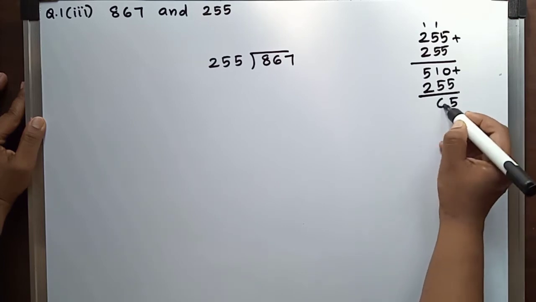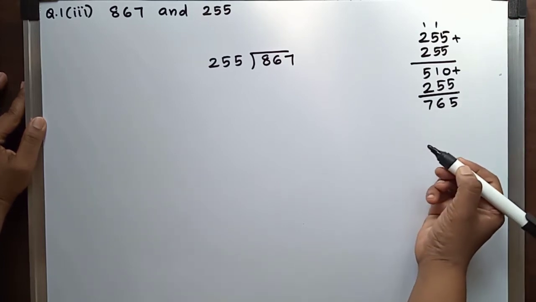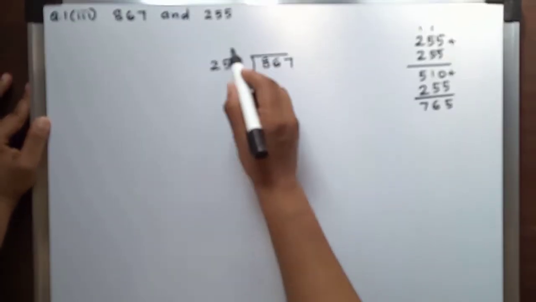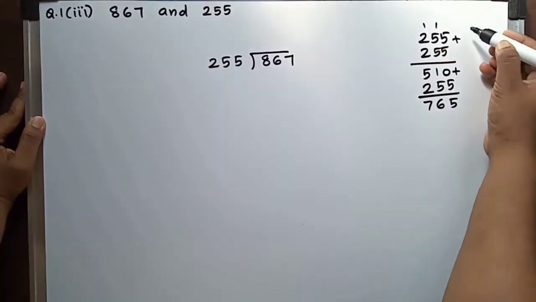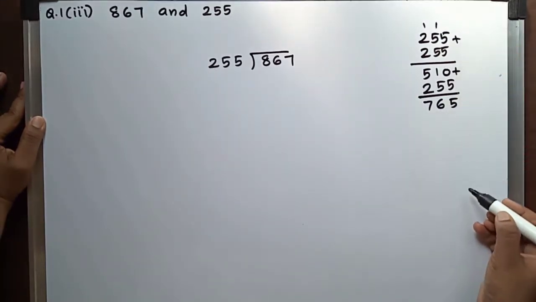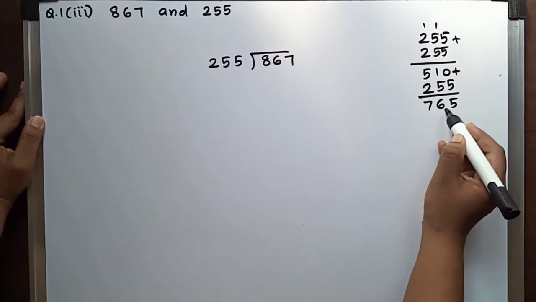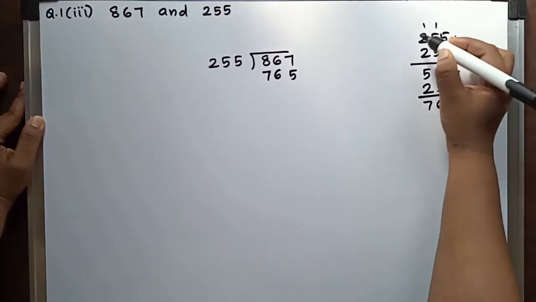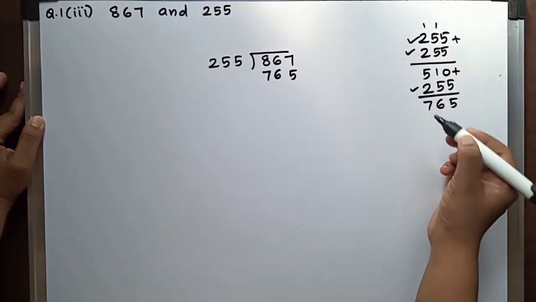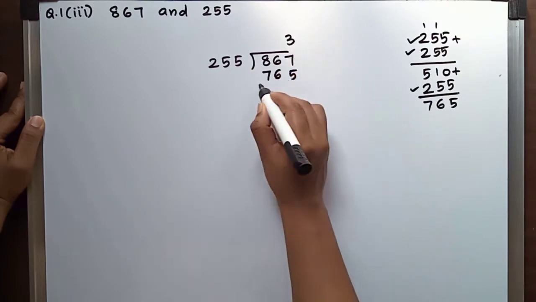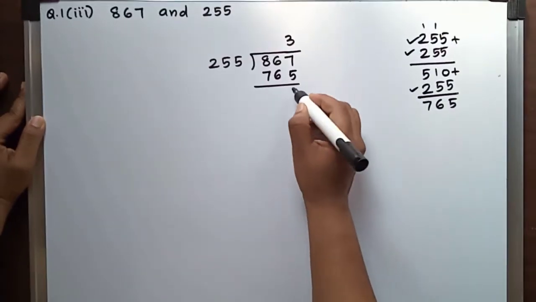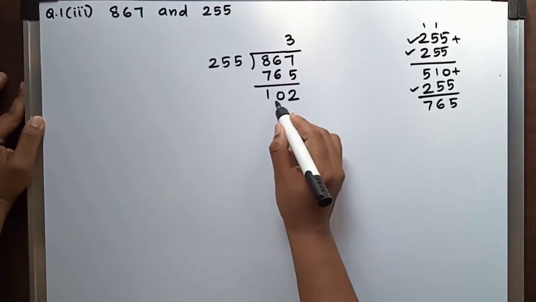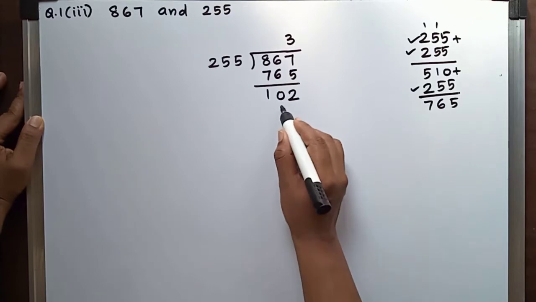I think this is the easiest way of division. We don't know the multiplication table for all these bigger numbers, no? Then better you do it like this, adding it continuously. See, I got 765. It is suitable. I chose it. How many 255s? 3, right? So 3 times. Then we will do subtraction. Here 2, 0 and 1. Then the division is over, but the remainder is 102.